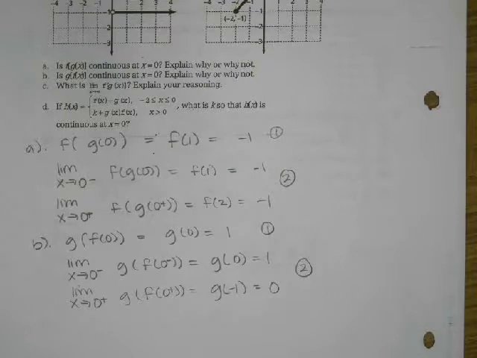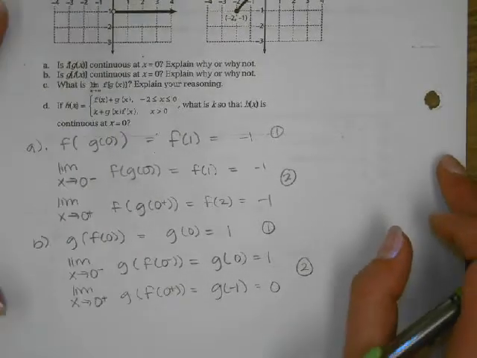So the 2 points for this problem: one was for using left and right-hand limits, which we did. The second was to answer no and explain yourself. So you could get the points for that.